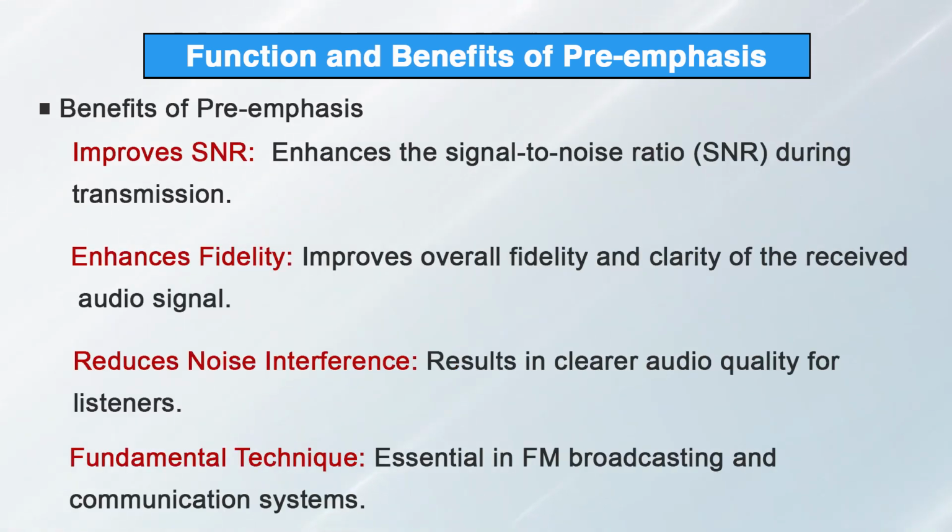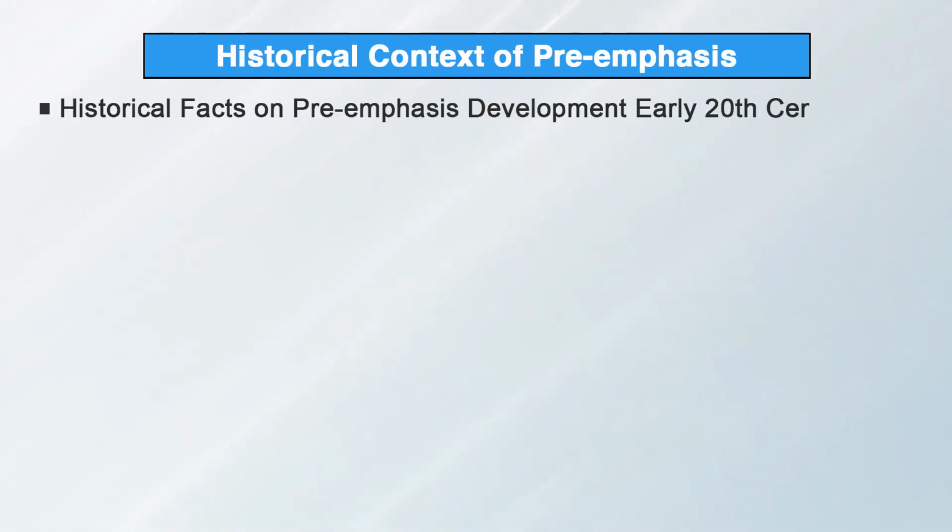This adjustment effectively improves the signal to noise ratio during transmission, ensuring the overall fidelity and clarity of the received audio signal. Consequently, listeners experience reduced noise interference and enjoy clear audio quality, making pre-emphasis a fundamental technique in FM broadcasting and communication systems.